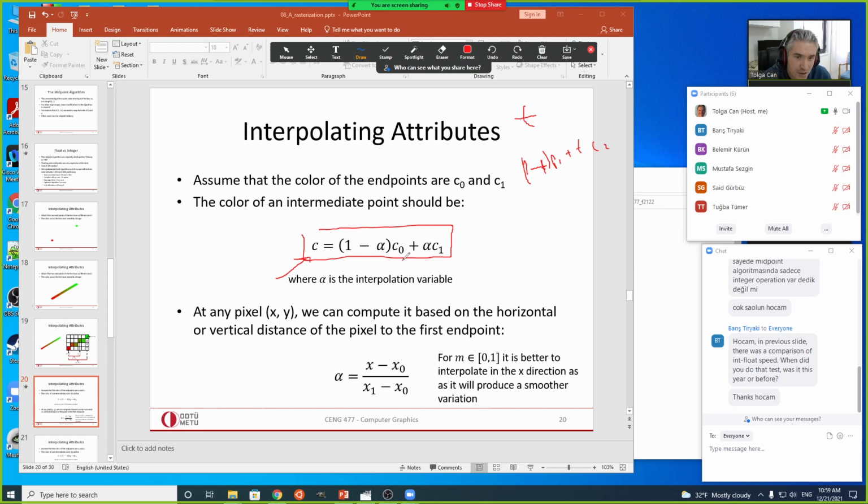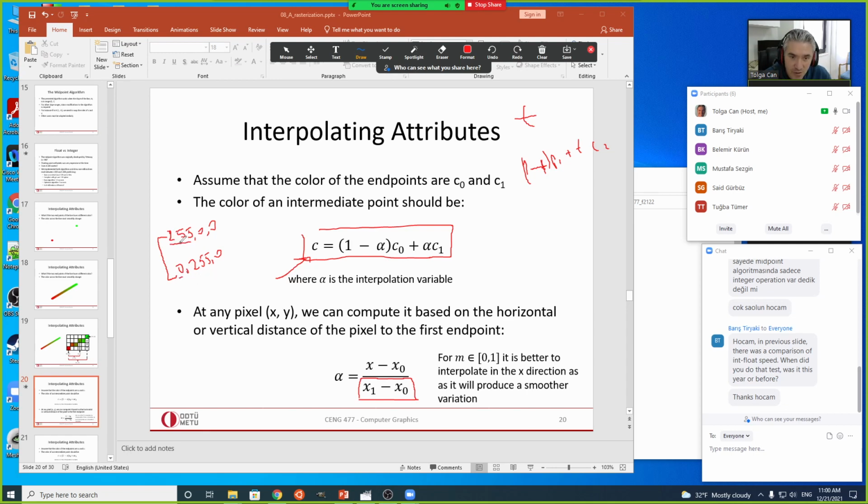but we can still do one thing efficiently, which is making use of the coherence property again. For example, if I know that my color changes from red to green. What is red? 255, 0, 0. Green is 0, 255, 0. In other words, from certain x0 to x1, my red channel is going to drop from 255 to 0.